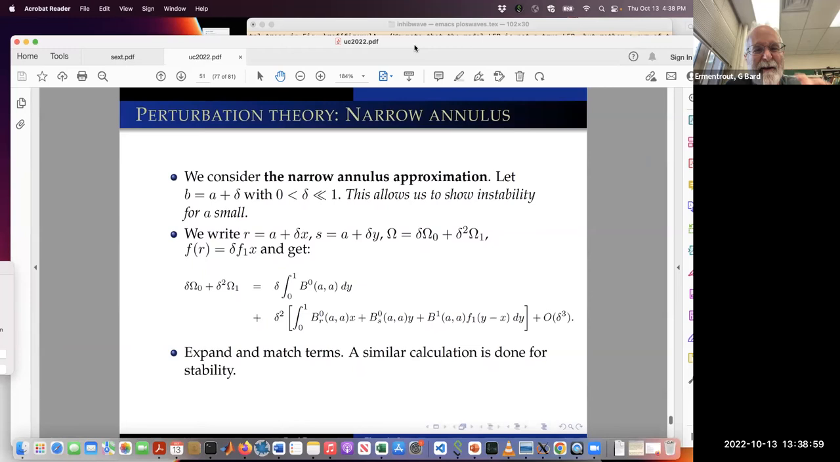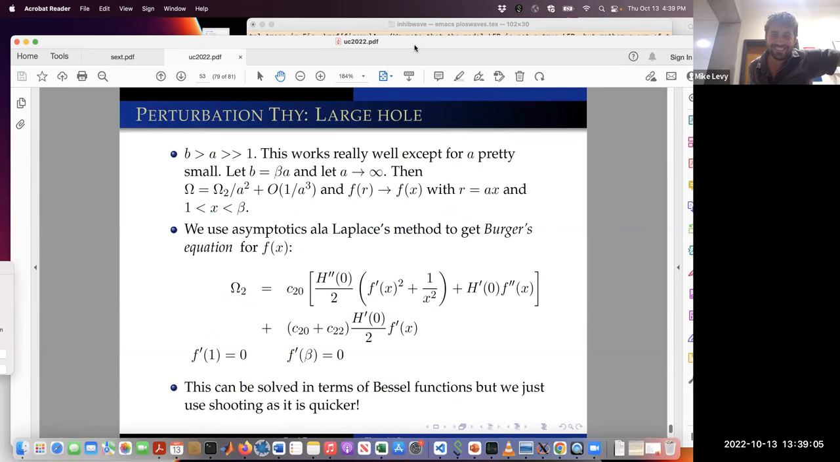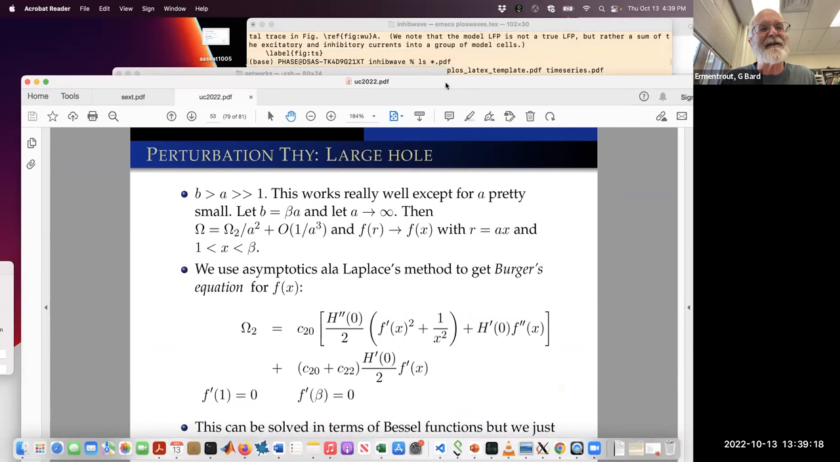Is this a narrow annulus one? Yeah, it gets a lot of terms. There's also the really cool thing, the large hole approximation. That works really well too. I don't know how much physics you guys know, but there's a very famous equation called Burgers' equation. It comes up in fluid dynamics a lot. Anybody heard of Burgers' equation? Okay, well, it comes up in a lot of places. How about Kuramoto-Sivashinsky? Have you ever heard of that? Anyway, the large hole approximation works pretty well, not for stability, but for getting the shape of the waves.